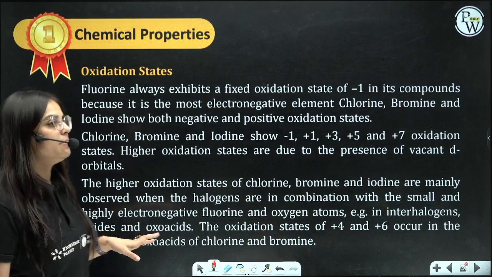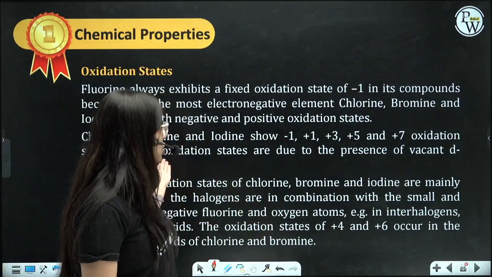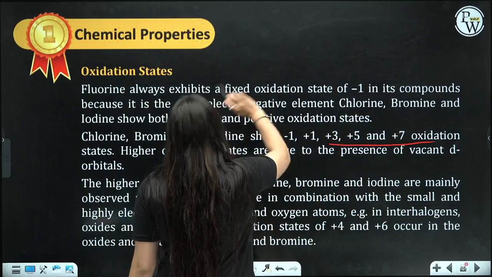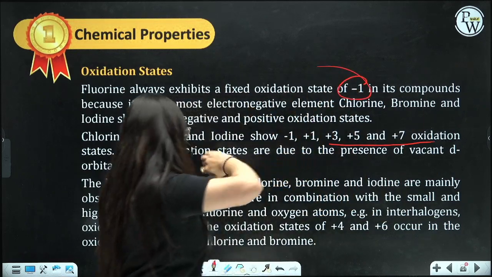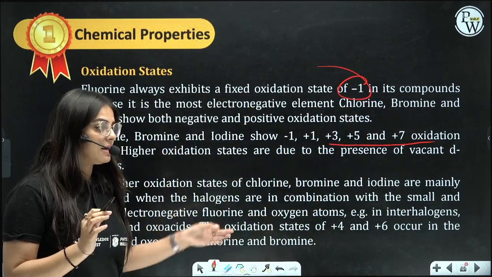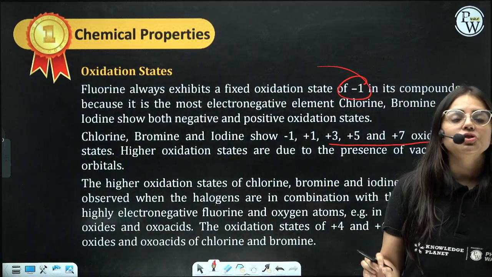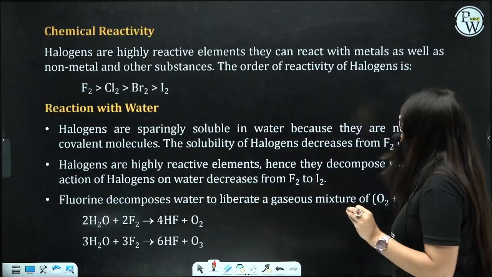All of the elements except fluorine can exhibit which kind of oxidation state? -1, +1, +3, +5, +7. Fluorine will always exhibit -1 oxidation state. Do remember that. Again, the same part: higher oxidation state value is going to decrease, and lower oxidation state value is going to increase as you are going down the group.